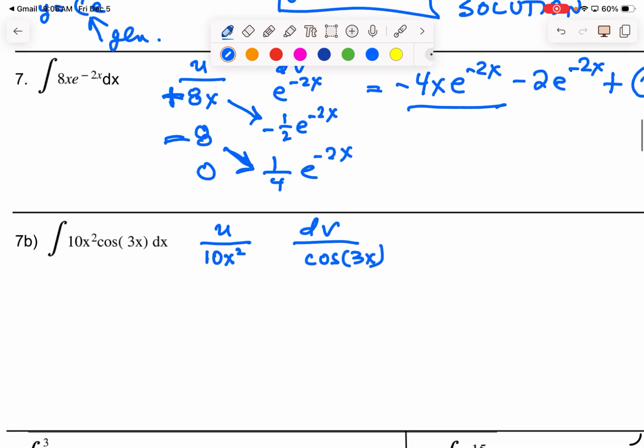Isn't tabular easier than doing it twice? Yeah.